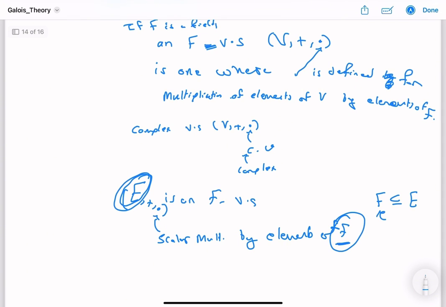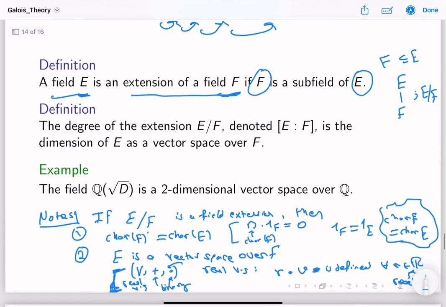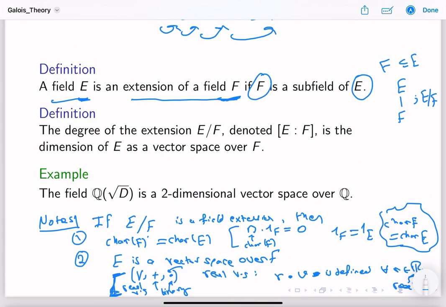So, since we have a binary operation by scalar multiplication, you can check the other axioms. I'm going to leave it for you as an exercise, that E does in fact form an F vector space when we view the multiplication of an element of F by an element of E as scalar multiplication in the vector space. Alright, so these are the things I wanted to clarify before I make the new definition, which is the definition of degree of a field extension.